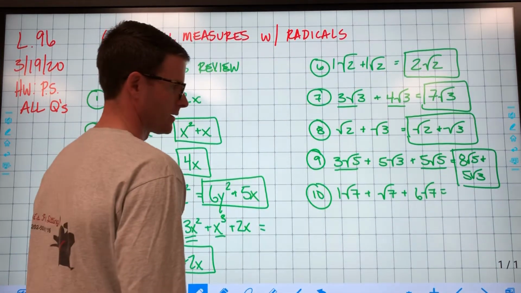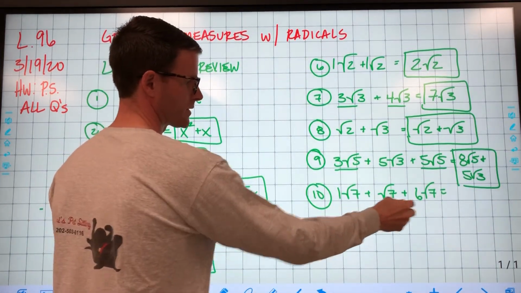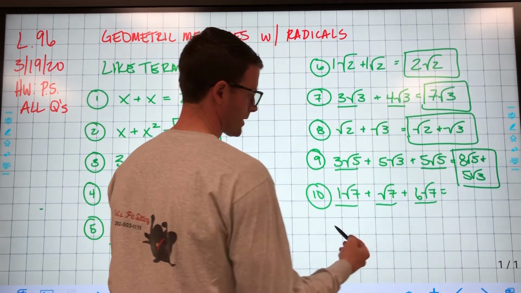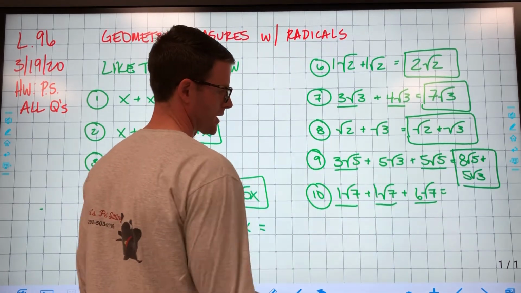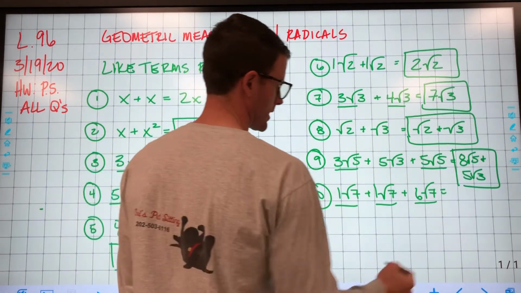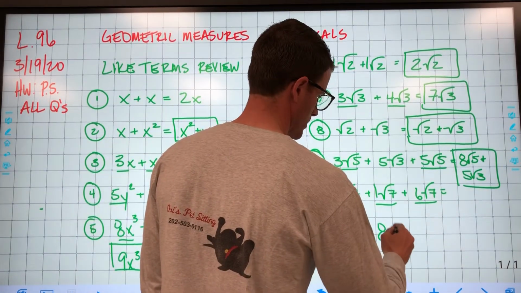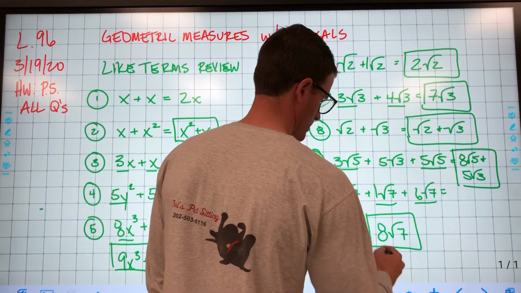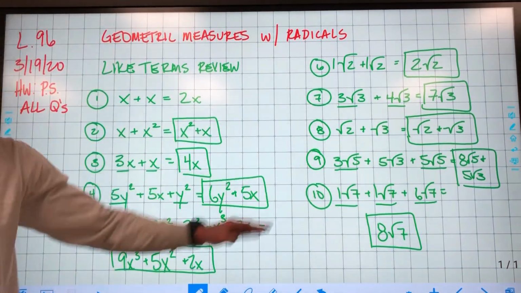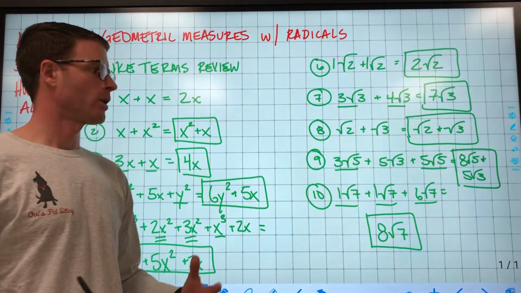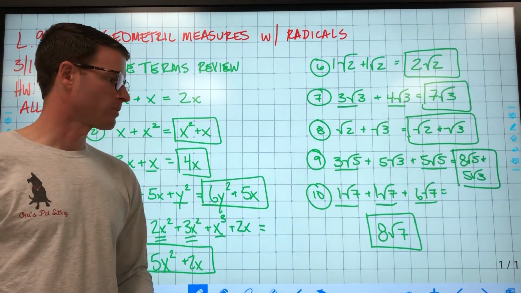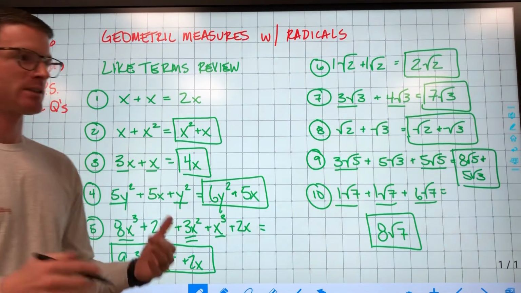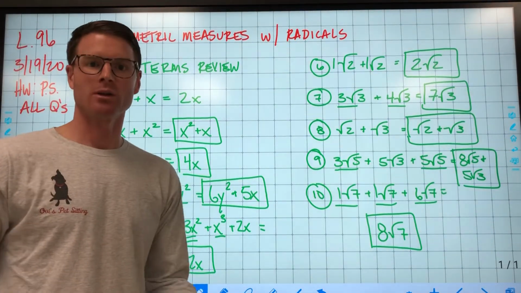All right, down here. 1 root 7 plus 6 root 7. They all have root 7s, so they're all like terms, just a little tricky here. This is the same as 1 root 7, so this is going to get you 8 root 7. If we know this, we'll be good on this lesson. They try to make it a little bit harder with some of the problems, but as long as you know that you can add radicals that have the same number inside the radical, you're in good shape.